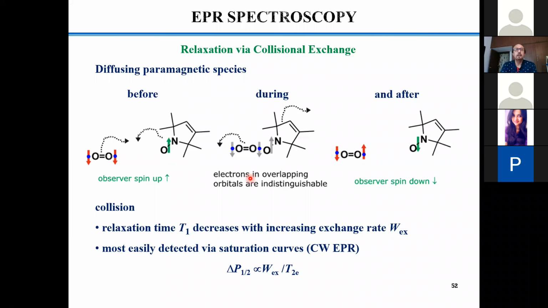Now, oxygen is a triplet molecule. And why triplet? The 2 unpaired electrons are in the antibonding orbital, like the pi-star orbital, and they are not anti-parallel, they are parallel. You can make them anti-parallel, but then you have to apply some energy. So it is an energetically uphill process. So the oxygen we have in the atmosphere is triplet, but it can be made singlet under certain circumstances.